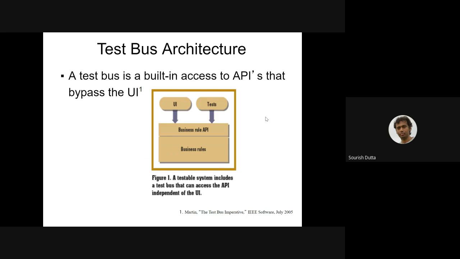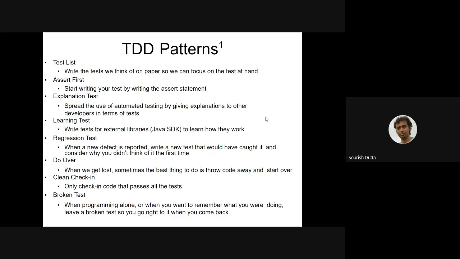Okay, so this is about tests which don't go through the UI. Anyhow, we don't use the UI. It's like an older concept. So a testable system that can access the API without going through the UI. So this is like an older pattern, so we can ignore that. So what are the different TDD patterns we can follow?